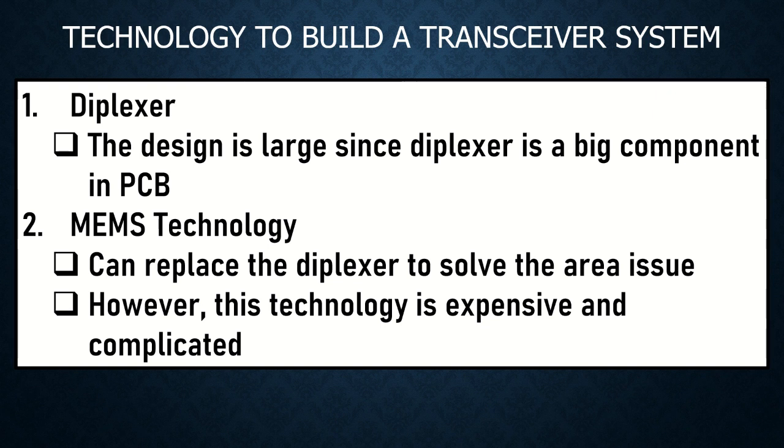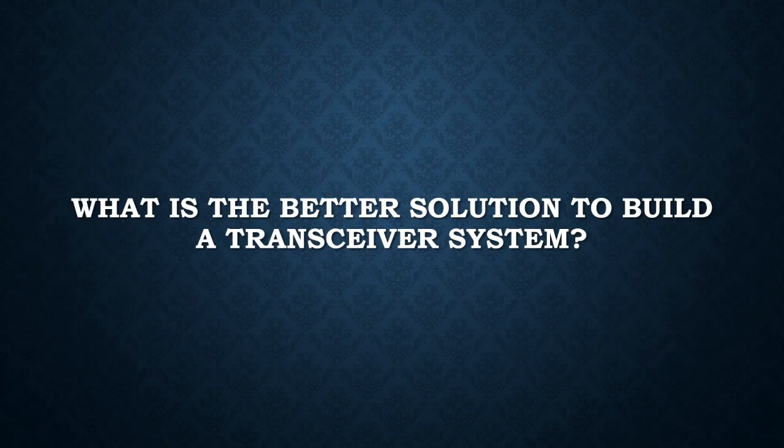In order to solve the area issue stated just now, another technology that can be used to build the transceiver system is called MEMS technology. By using MEMS technology, we can make the design area smaller because it is on chip. However, MEMS technology is very expensive and complicated. So, what is the better way to build a transceiver system and solve the area issue?